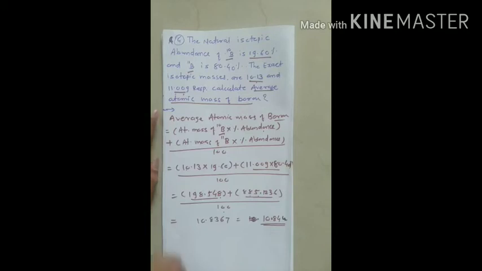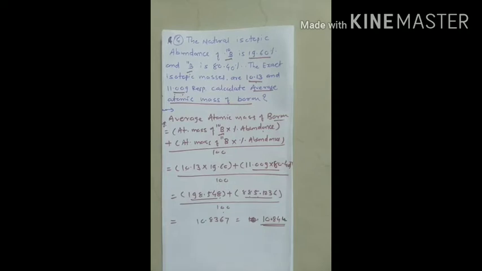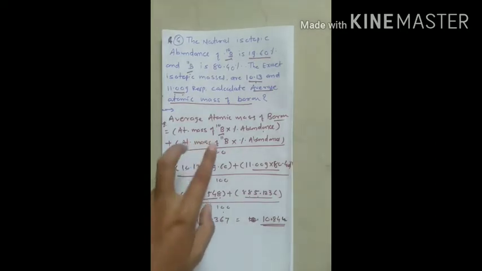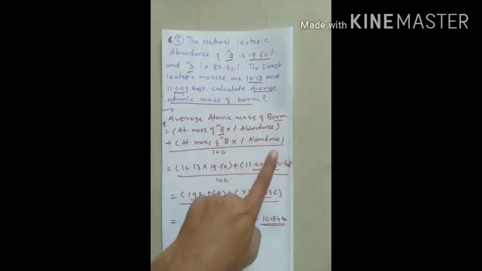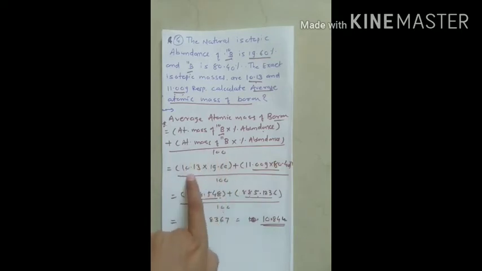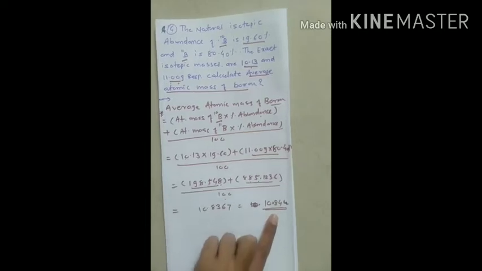The only thing is that you must remember this formula. That is the reason I already gave you the formulas before starting this exercise. We just have to remember the formula and write it down properly, that is atomic mass into its percentage abundance plus atomic mass of second isotope into percentage abundance, whole divided by 100, and each and every value is given. So if you put the values and calculate, you will get this answer, 10.84 atomic mass unit.